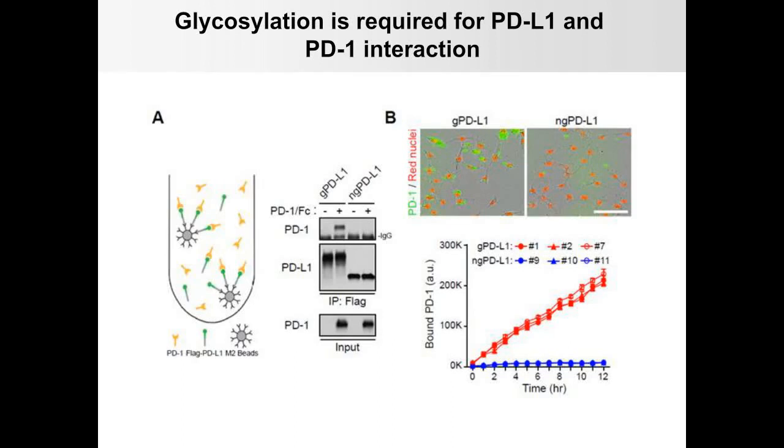To do this, we first set up an in vitro binding system. In this case, we overexpressed flag-tagged PD-L1 in the cell, and we used flag beads to pull down this flag-tagged PD-L1, and then incubated it with PD-1 protein in solution. After that, we did a pull-down experiment. We found that the wild-type PD-L1 can interact with PD-1 efficiently. However, non-glycosylated PD-L1 does not interact with PD-1.